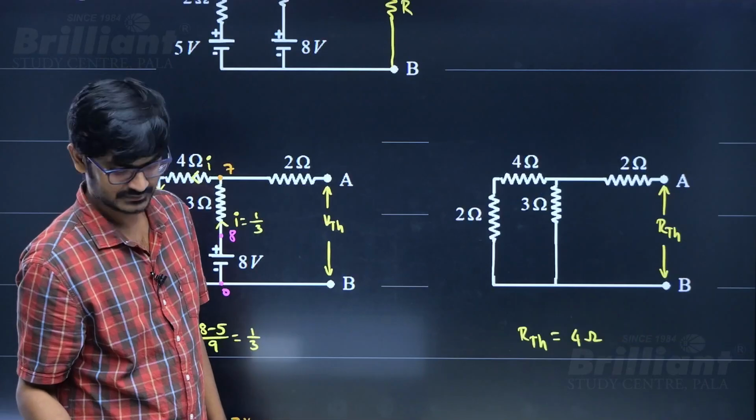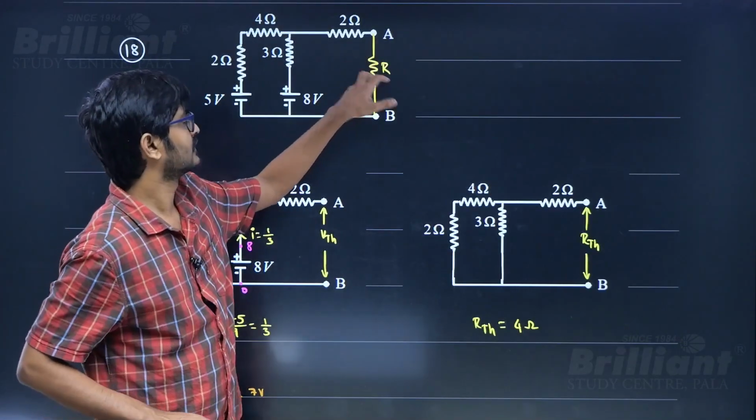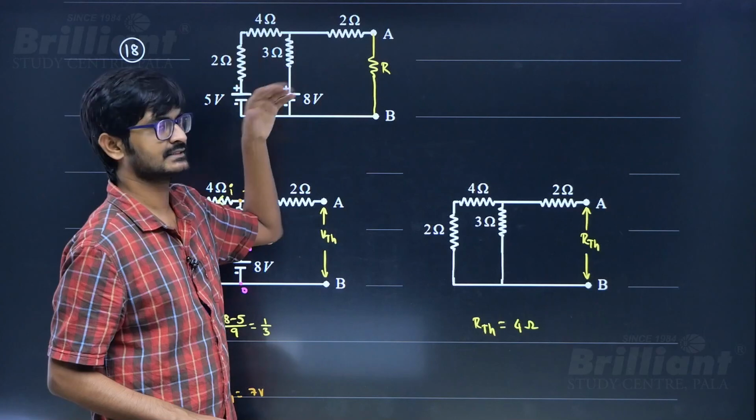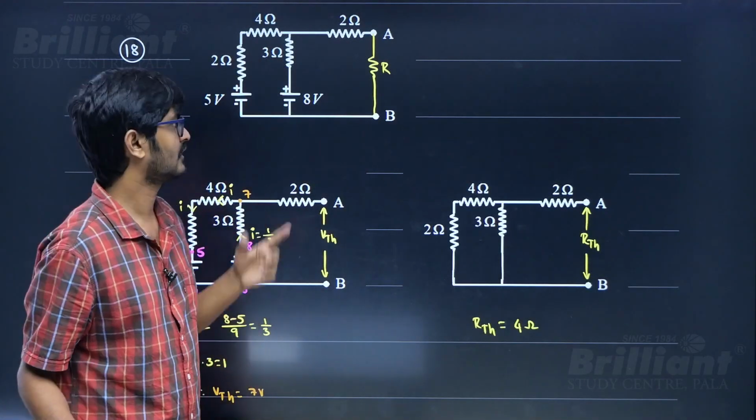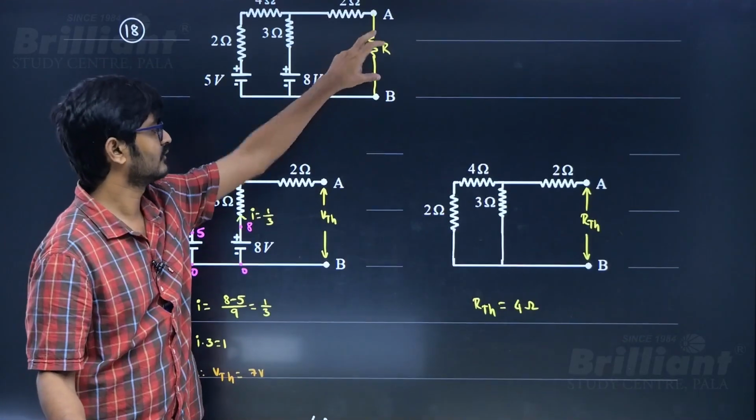So what does Thevenin's theorem say? If there is a load and if the remaining part consists of only batteries and resistors, you can replace it with a single battery and single resistor. How to find that battery? Open the load, find the potential difference here.